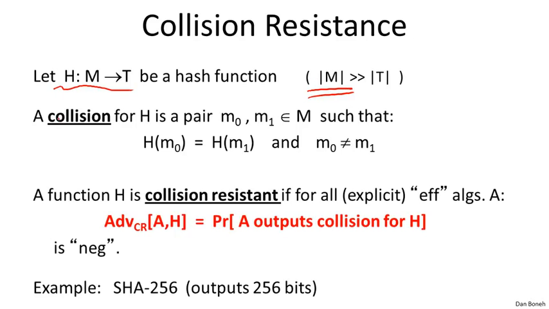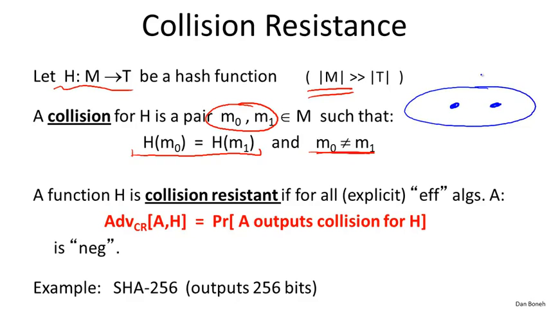Now, a collision for the function h is a pair of messages m0, m1 that happen to be distinct. However, when you apply the function h to them, you end up with the same output. So the image you should have in your mind is essentially there are 2 inputs, m0 and m1. They belong to this gigantic message space. However, when we apply the hash function to them, they happen to collide and they both map to the same output in the tag space. Now, we say that the function h is collision resistant if it's hard to find collisions for this function.